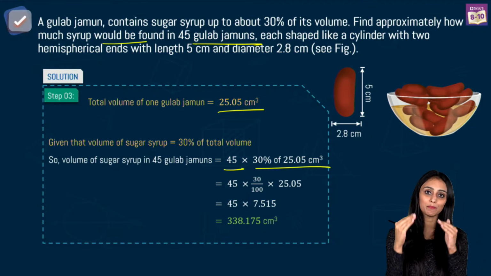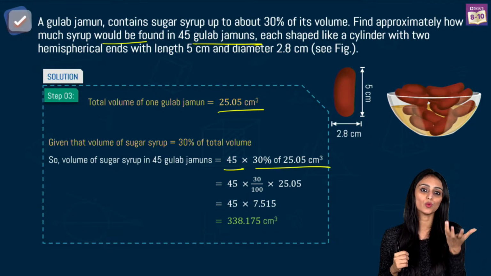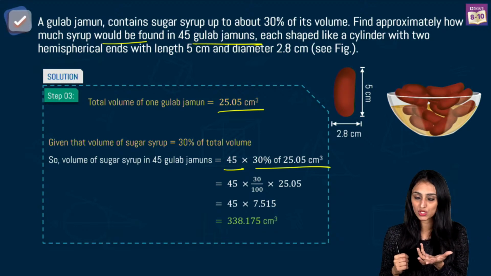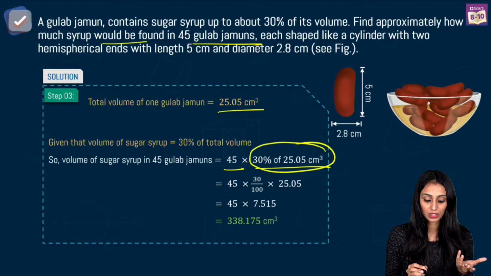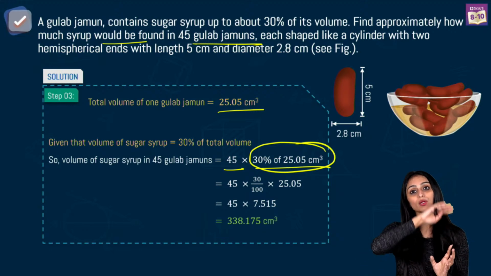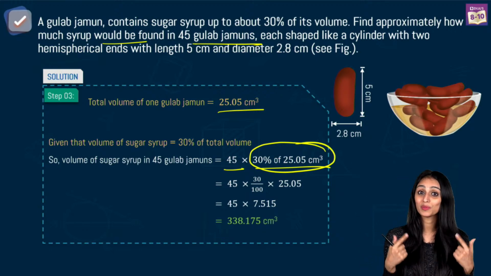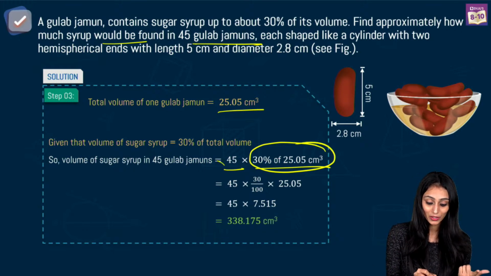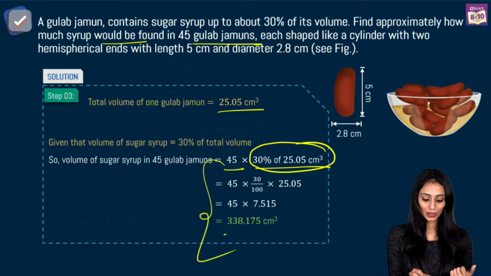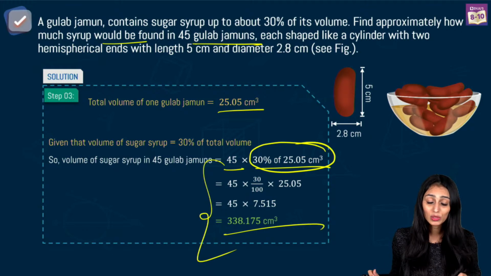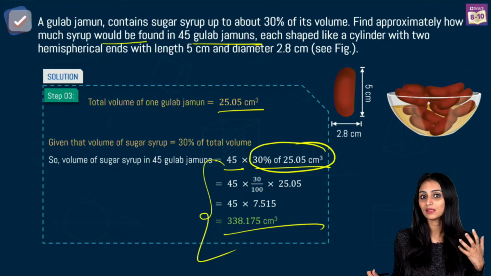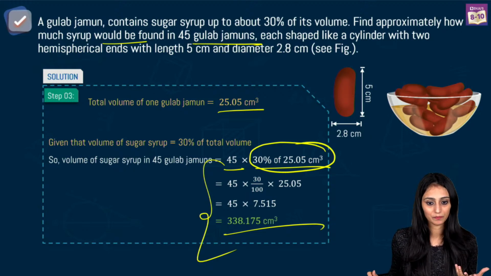See, you can do step by step also. First, you find out the volume of sugar syrup in one gulab jamun. That would be 30% of this. Then you find out the sugar syrup in all the 45 gulab jamuns. That would be 45 times this. But that's going to be time consuming. Trust me. Rather, you do it in one step. And you get 338.175. You need to understand these small things. And this you can understand with practice only. That is how we can save time in the exam.